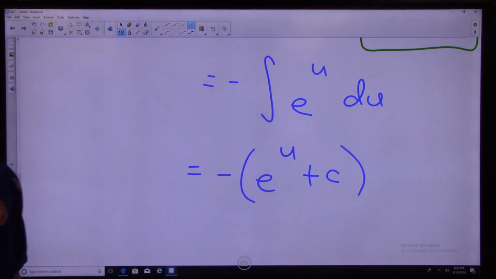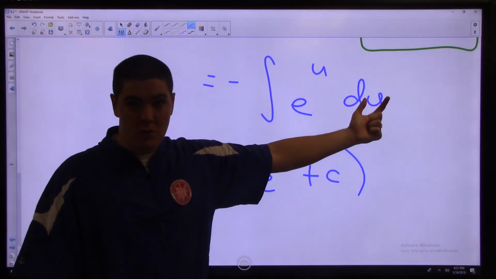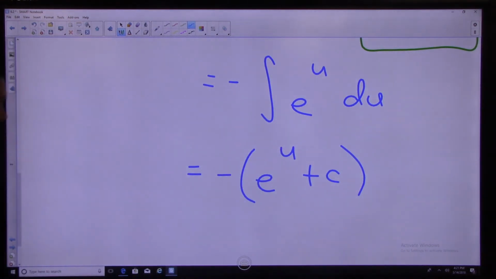So it's going to be negative e to the u, and then plus c. Now you might be asking yourself, why did that du go away? Guys, this thing always goes away when we integrate. Hopefully you've noticed that. It's always going to go away. All right, so that's the idea. So it's going to be negative e to the u plus c.